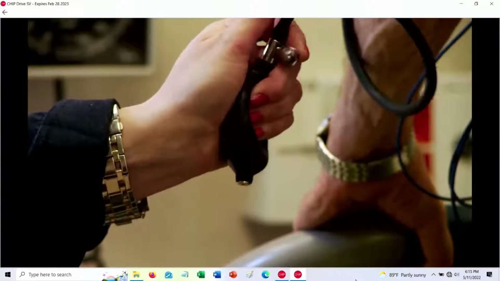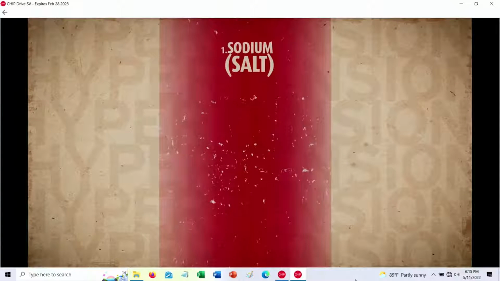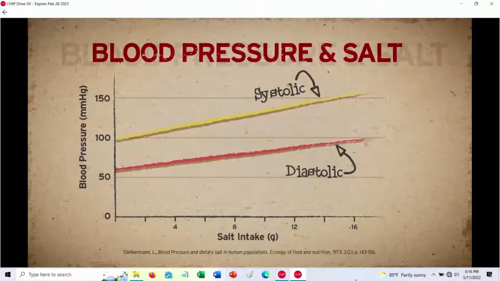While we don't fully understand the exact cause of essential hypertension, there are 6 very definite and understandable contributing factors, largely rooted in nutrition. Number 1, sodium or salt. Dr. Gleiberman studied 27 populations around the world and found a direct straight regression line, powerfully connecting the salt intake and the blood pressure levels.